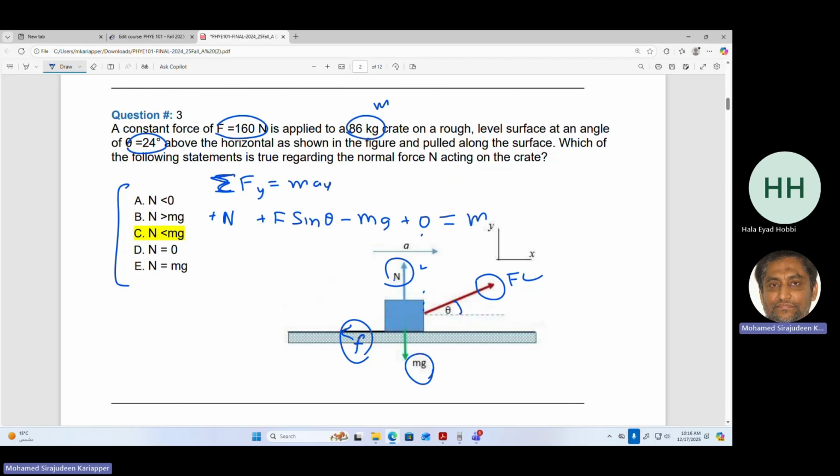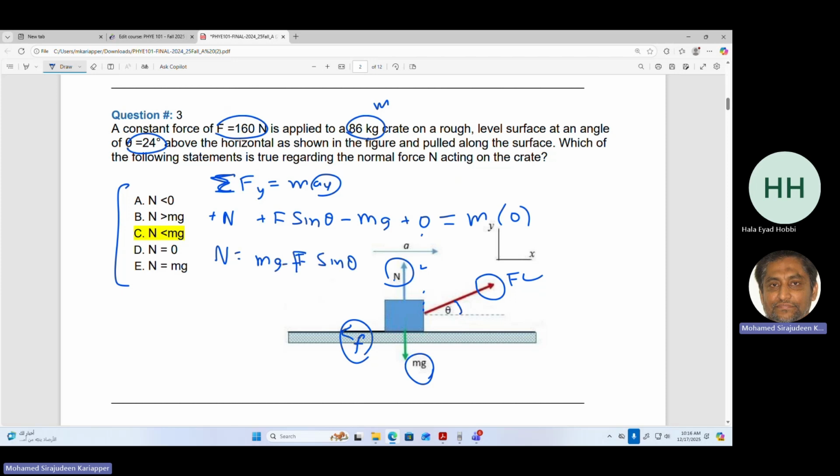Mass multiplied by acceleration. Do we have an acceleration in the y direction? No, it is only moving horizontally. So its y is not changing at all. So that means it has 0 velocity in the y direction and constantly 0 velocity. That means acceleration is also 0 in the y direction. So we get this equation, N is equal to mg minus F sine theta.